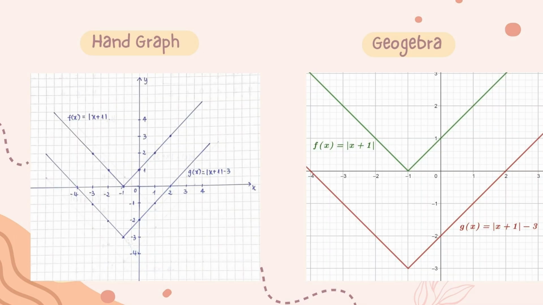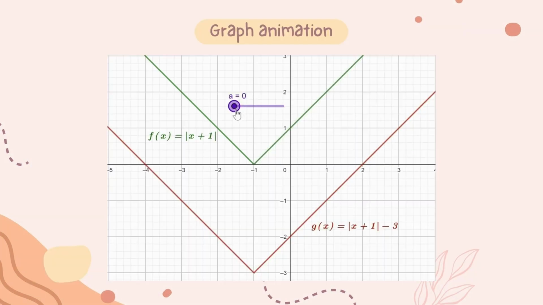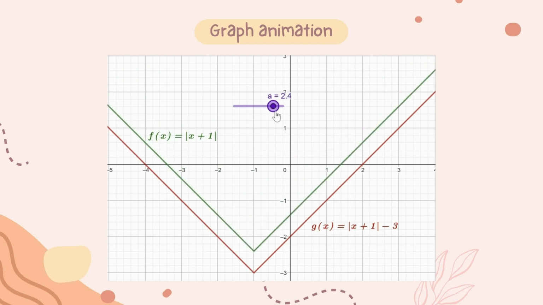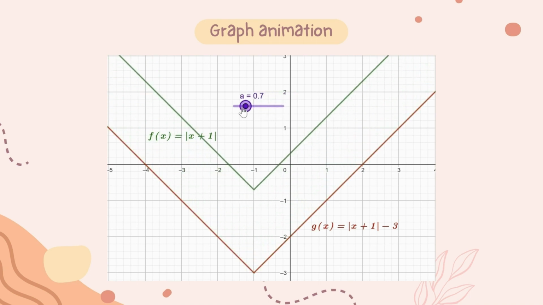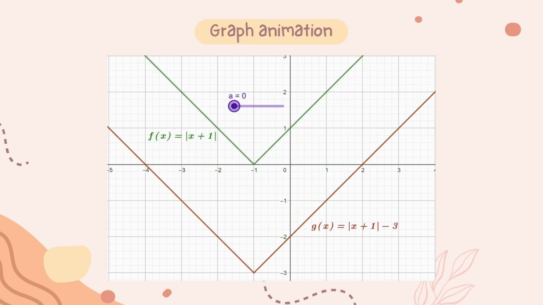Here is a comparison between the hand graph and the graph drawn in GeoGebra. As we can see, both of them are the same. Here is the animation of the graph transformation. A is denoted as the value of the graph shifting 3 units down. When we move A to the value of 3, the graph of f of x will overlap with the graph of g of x. And when we move A back to 0, the graph of f of x goes back to its original position.